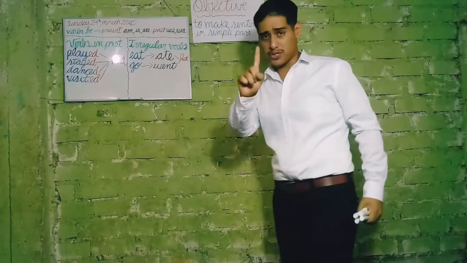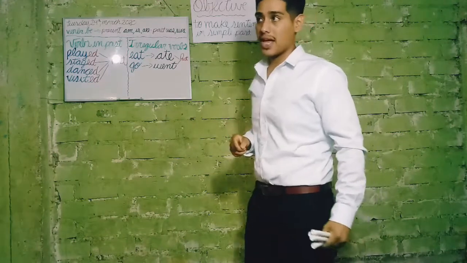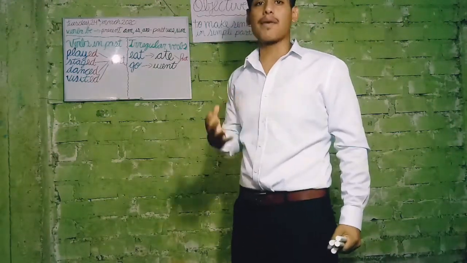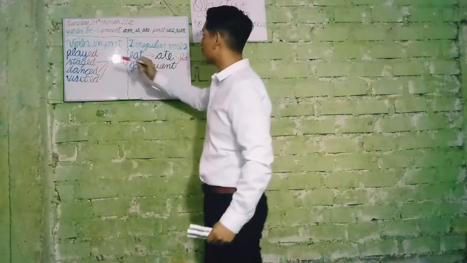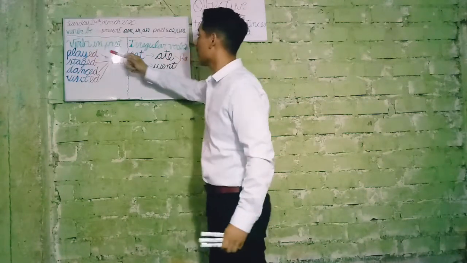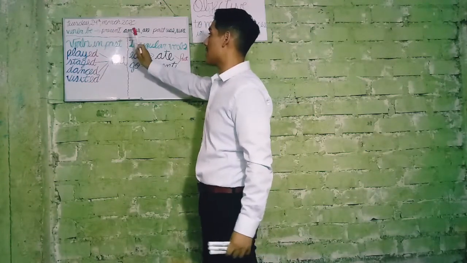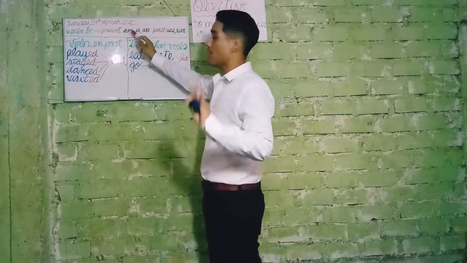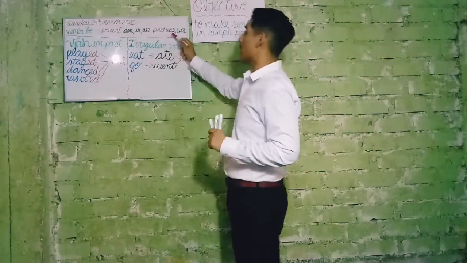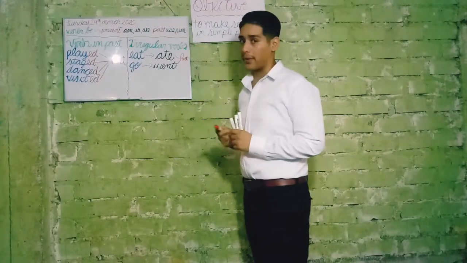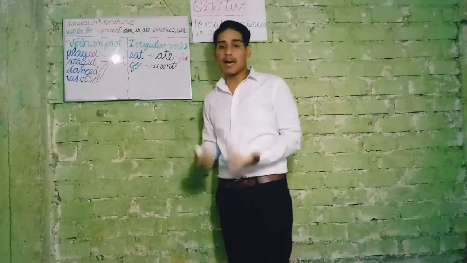Okay, the objective of today is to make sentences in simple past and to recognize the verb in the past. Okay, so look at it. And a little review. This is our verb be. Do you remember that we studied this? For example, the verb be in the present has three forms: am, is, and are. And in the past, we have was and were. Okay, so now let's see some verbs, but in the past.